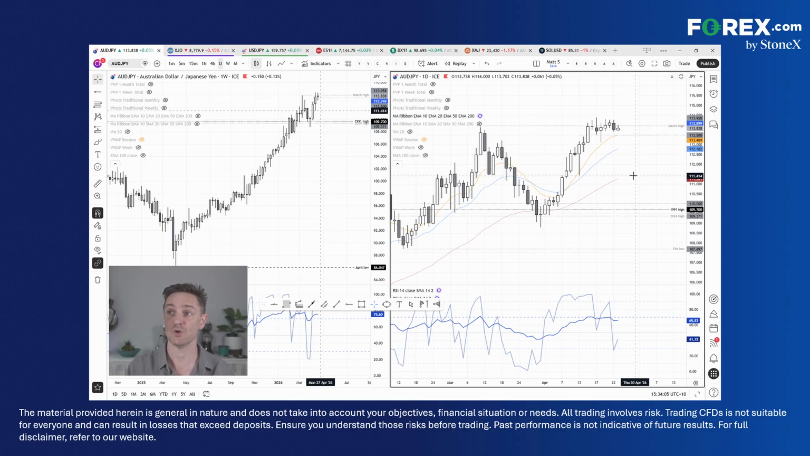Ultimately, the trend remains bullish on the daily time frame whilst it remains above this swing low. Unless we get a risk-off trigger, I don't think it's going to be going that low. Ultimately, bulls could just simply wait for a break above these cycle highs.